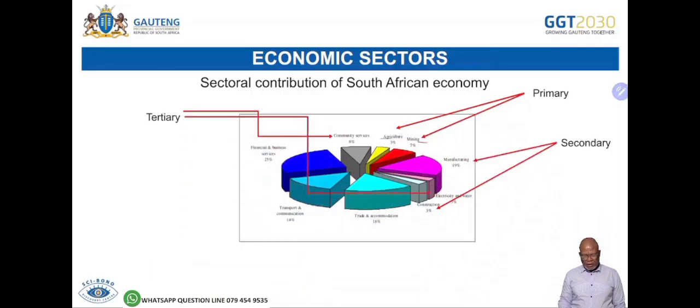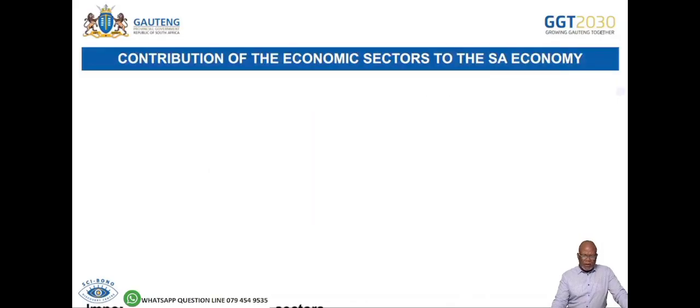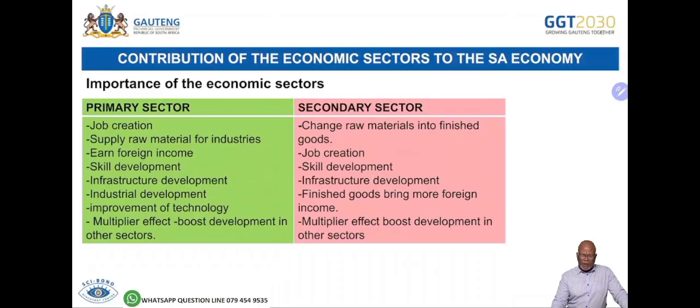Now tertiary sector, we have now your electricity and water provision, we have your communication, then we have your financial and businesses, then you have your trade and accommodation, and you have your transport. So those will be the examples of tertiary sector that you can identify from this pie chart or pie graph. Now we continue with the contribution of the economic sector to the South African economy.